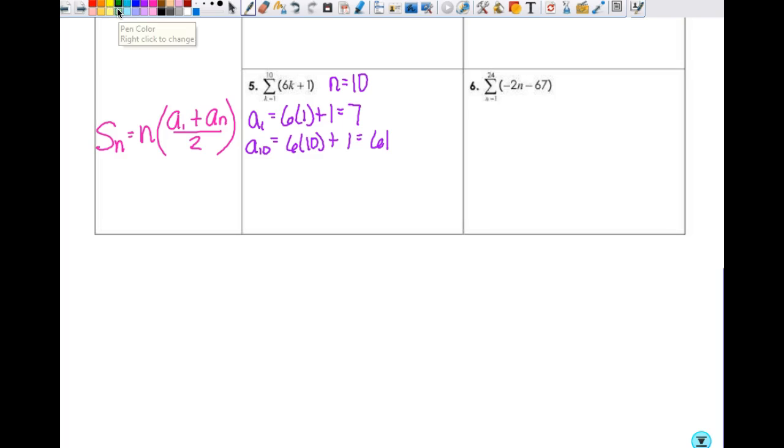So now that I have all these pieces that I need, I want the sum of the first 10. So that's equal to n times, oh my gosh, I already have n, what is it? 10. 10 times 7 plus 61 over 2. So what does that give me? Y'all have a calculator. Give me a break. 340.